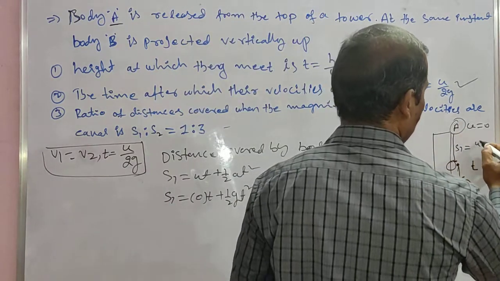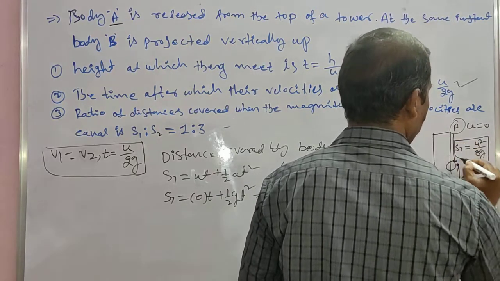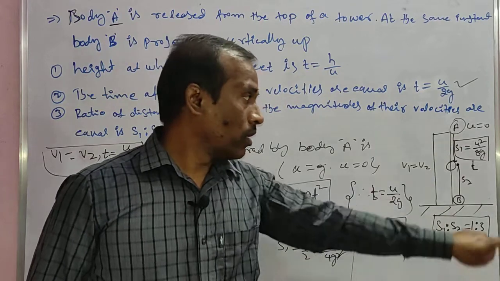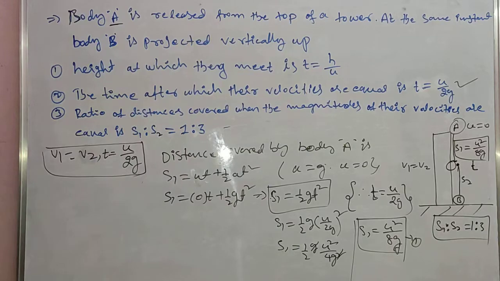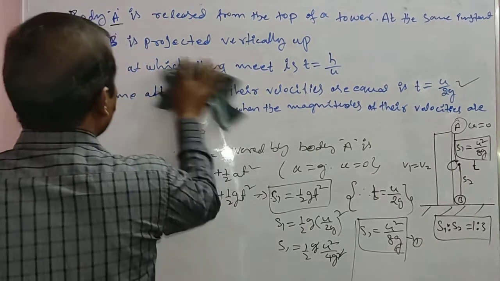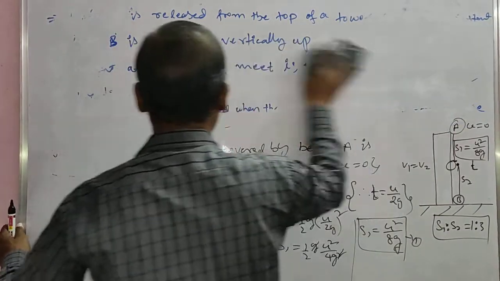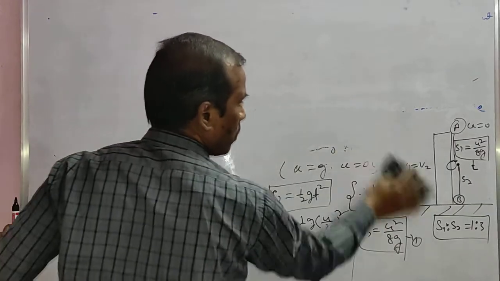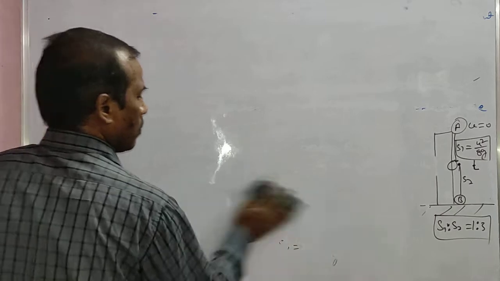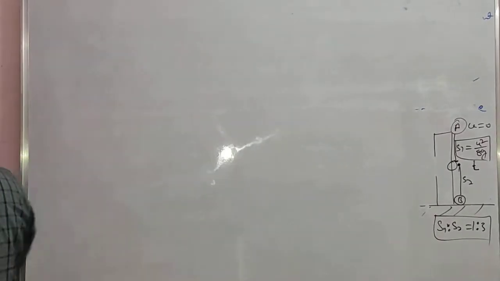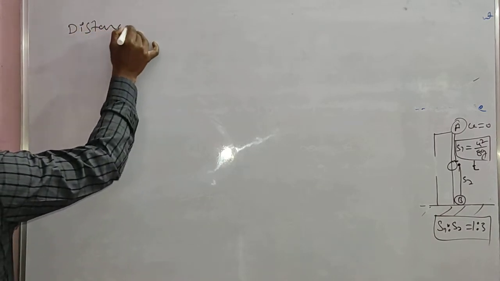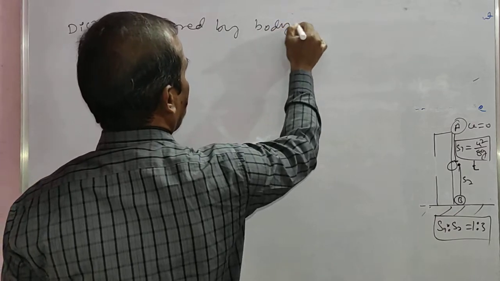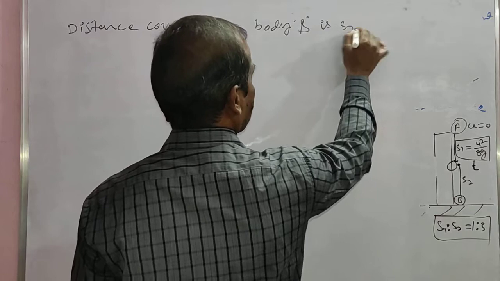S1 is equal to u square by 8g. Next, the body B to reach the O point: the distance covered by body B is S2. Note this first of all. The distance covered by the body B, S1 is equal to u square by 8g, and the distance covered by body B is S2.